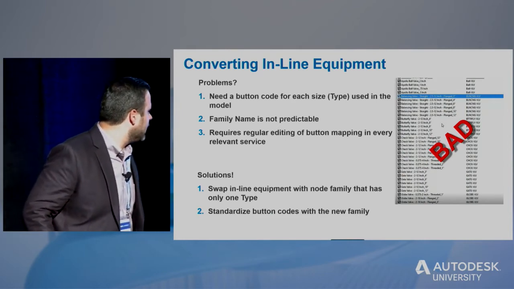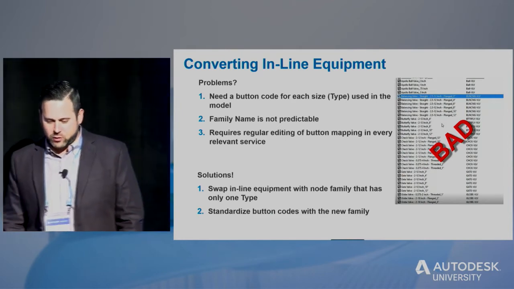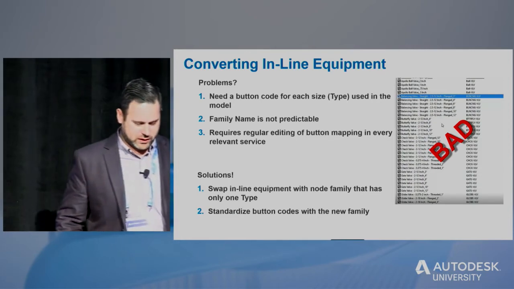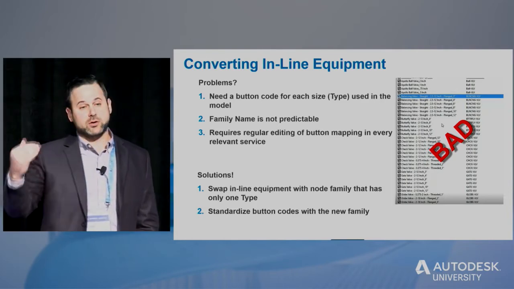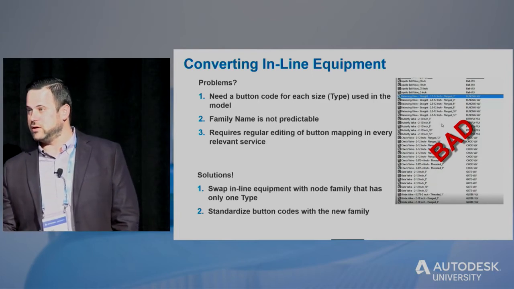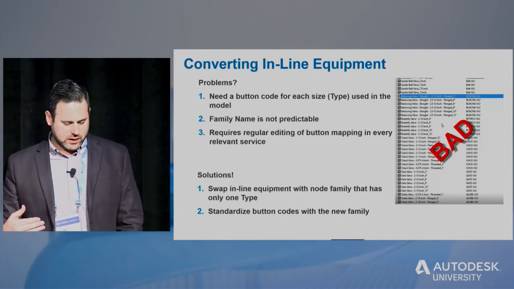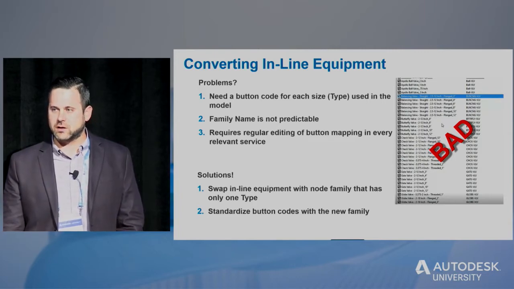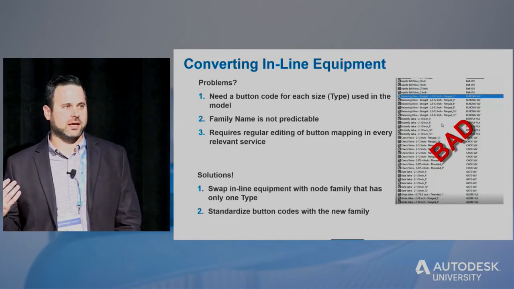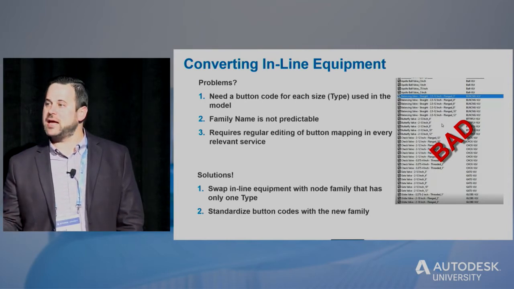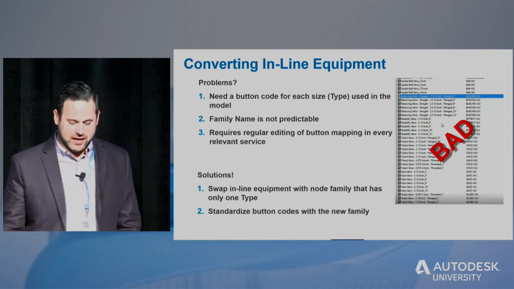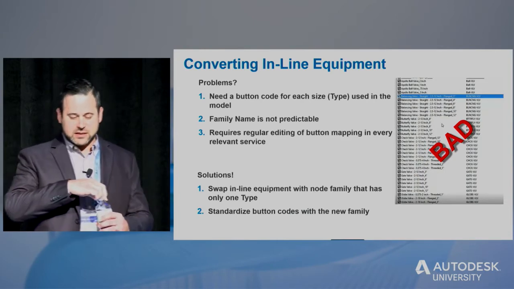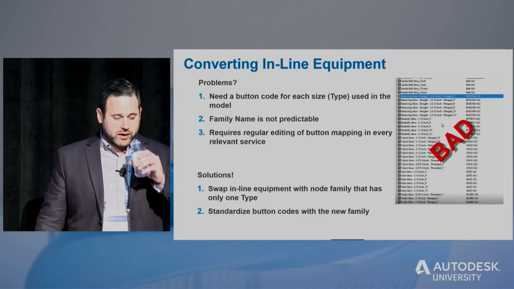Possible solutions: swap in inline equipment with a node family that has only one type. So that's answering his question. If there's only one type, maybe we can reduce the number of button codes needed to make this possible, and that'll standardize your button codes. But it still requires the exact family name and the type description. What about an asterisk? No, I don't think so. It has to be exactly that description. If you miss a space, anything, it'll break it.